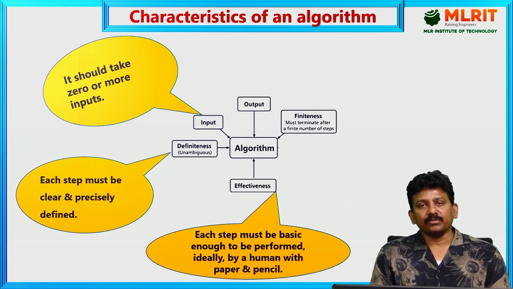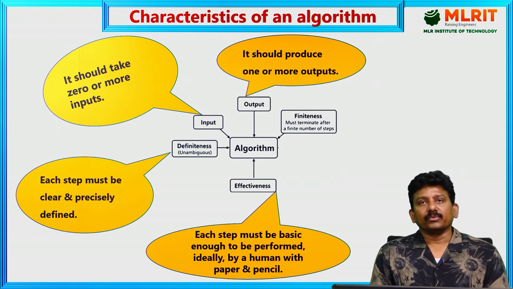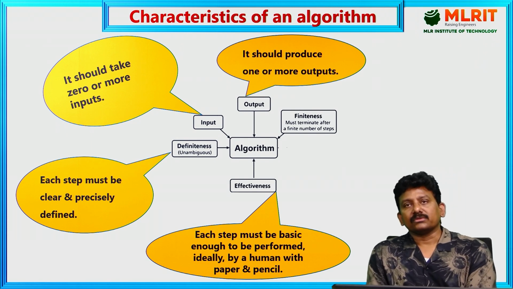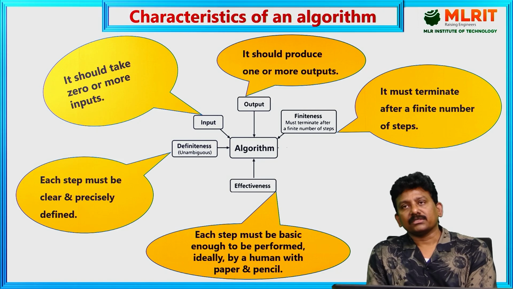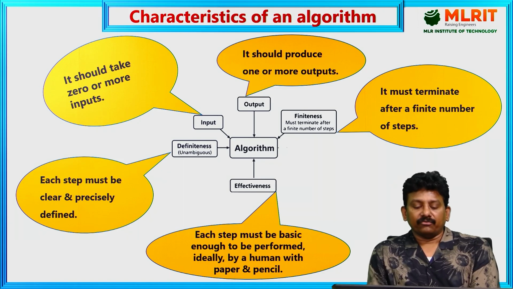Effectiveness. Each step must be basic enough to be performed, ideally by a human with paper and pencil. So the problem is given, we need to write an algorithm step by step, and those steps can be solved using pen and pencil. Output: it should produce one or more outputs. Finiteness: it must terminate after a finite number of steps. These are the 5 important characteristics of an algorithm.